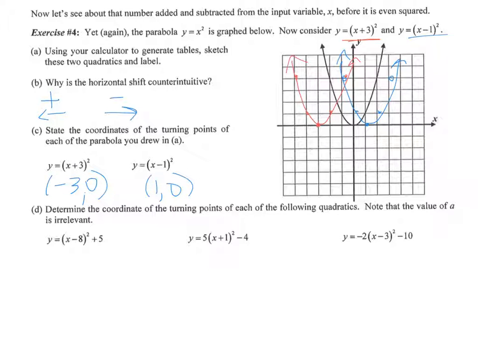Determine the coordinates of the turning points of each of the following quadratics. Note that the value of a is irrelevant. So using the information that we know up above, we're going to look at just this section first, and that has to do with the x value. So when it's minus, it's going to actually be a plus. So 8, negative 1, and 3. And what we know from the previous section, this part tells you if it's a positive or negative y. So positive 5, negative 4, negative 10.